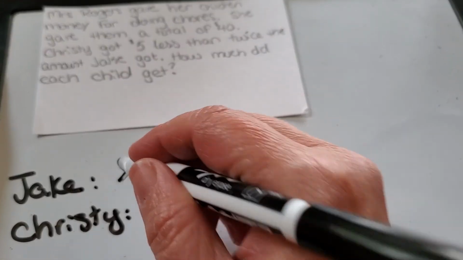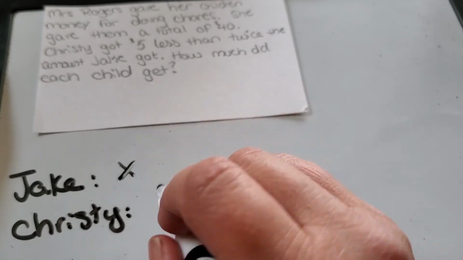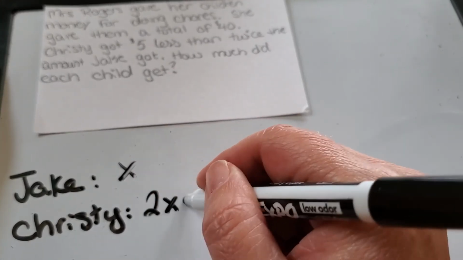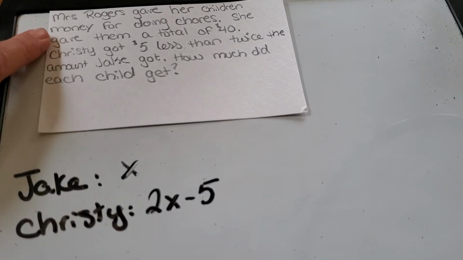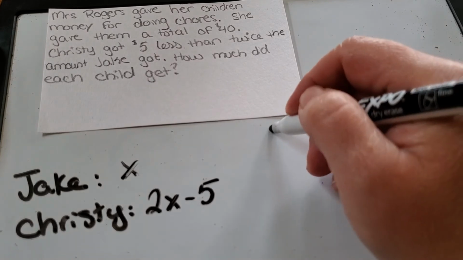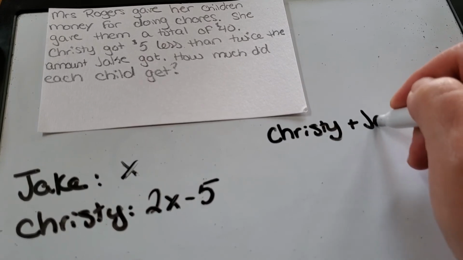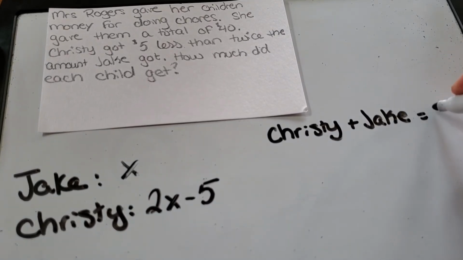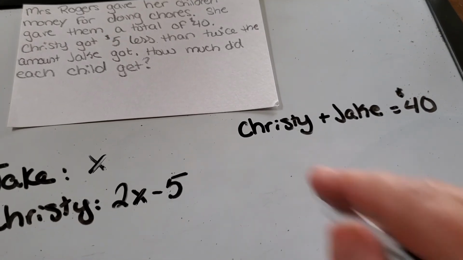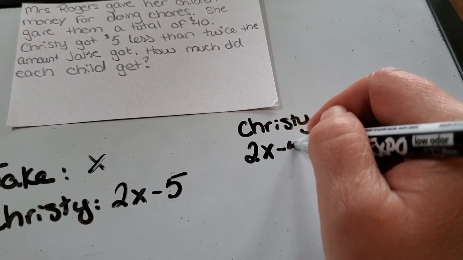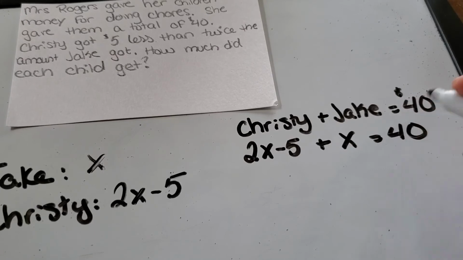So let's call Jake x. Then for Christy, she's 5 less than twice that. So Christy would be 2x minus 5. Now realize they had a total of $40, which tells us that Christy's money plus Jake's money has to equal $40 when you add them together. So let's just substitute our expressions. Christy was 2x minus 5 plus Jake is x. That has to equal $40.